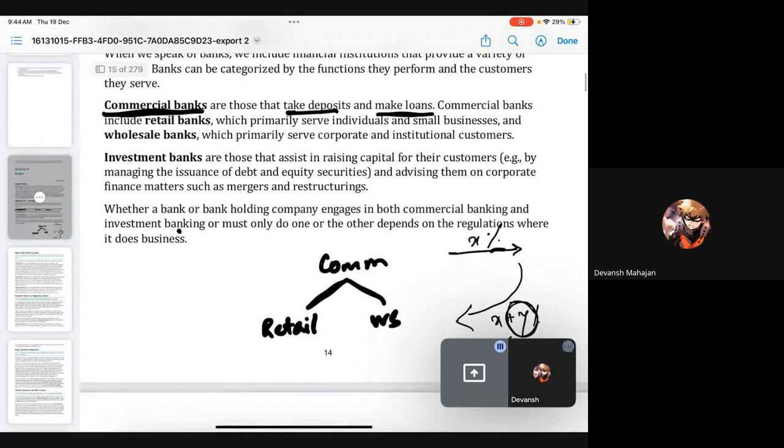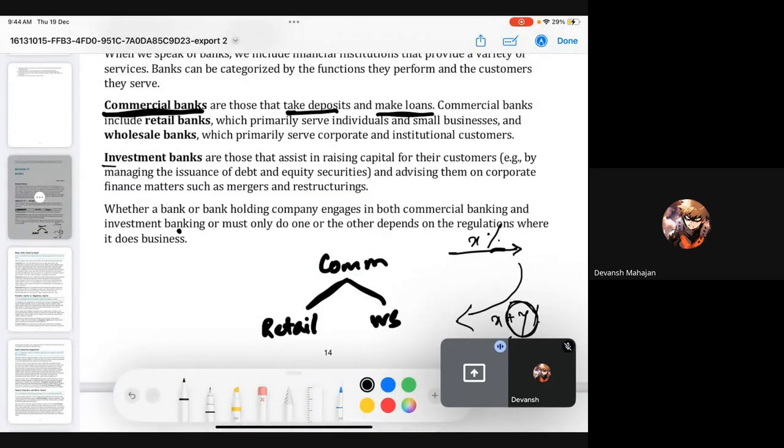The other kind of banks are the investment banks. They are the banks which are very much in demand right now, especially in the job market. Investment banks, IB firms as we call them, are very popular. Everyone wants to go into investment banking. But what do these investment banks do?